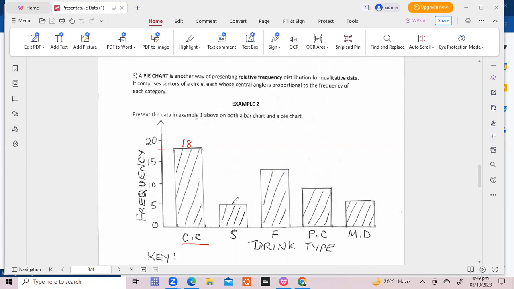Then Sprite reaches 5. So here it is 5. Then Fanta reaches 13. Not 39, sorry, 13. Then Pepsi Cola reaches 8. Then Mountain Dew reaches 6. So like that.